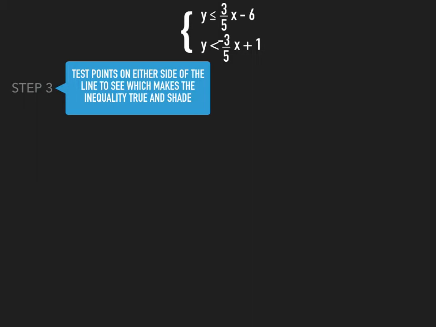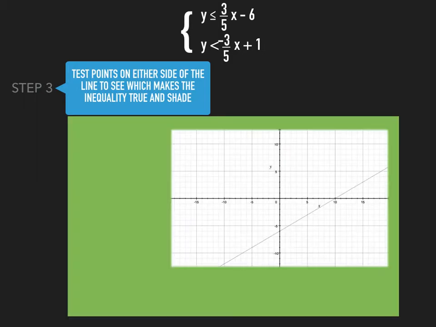Okay, step 3, we're going to go ahead and test our points. Once again, I only choose to test one point. You can choose any point. I'm going to choose the point 0, 0, just because it's easy. However, please note that if 0, 0 lies on your line, you cannot choose 0, 0. And you're going to have to choose any point that is clearly on one side of the line or the other side of the line. So you could choose 1, 1, you could choose 1, 5, you could choose 3, 3, you could choose whatever point you want, as long as it's clearly on one side of the line.